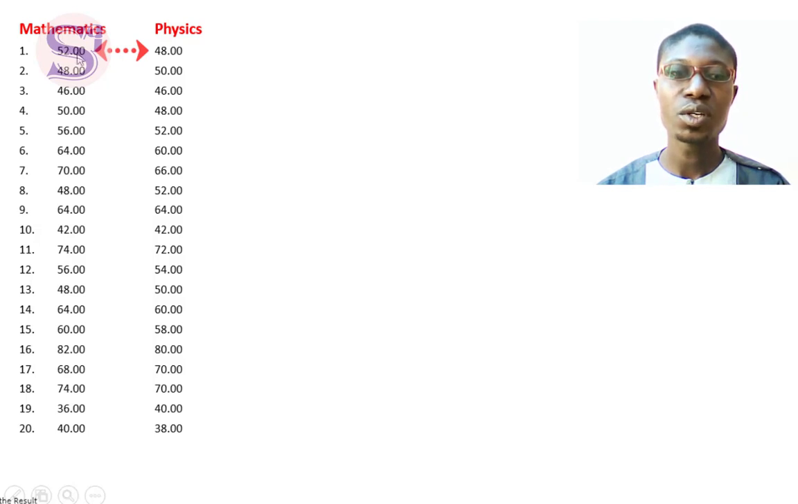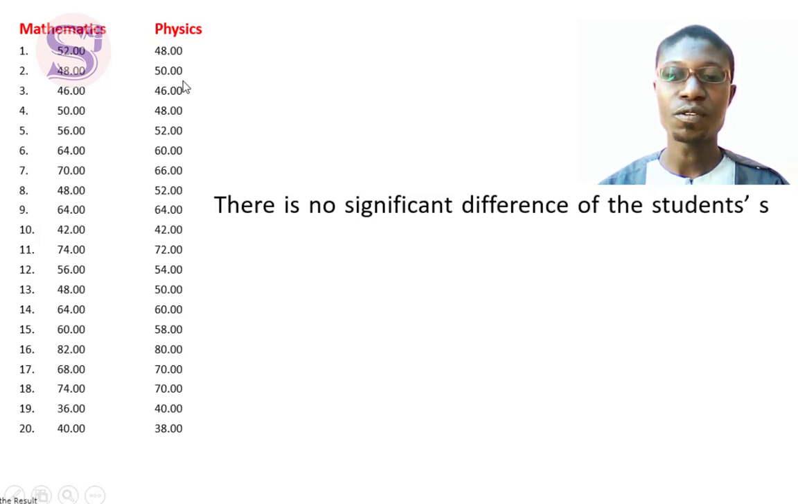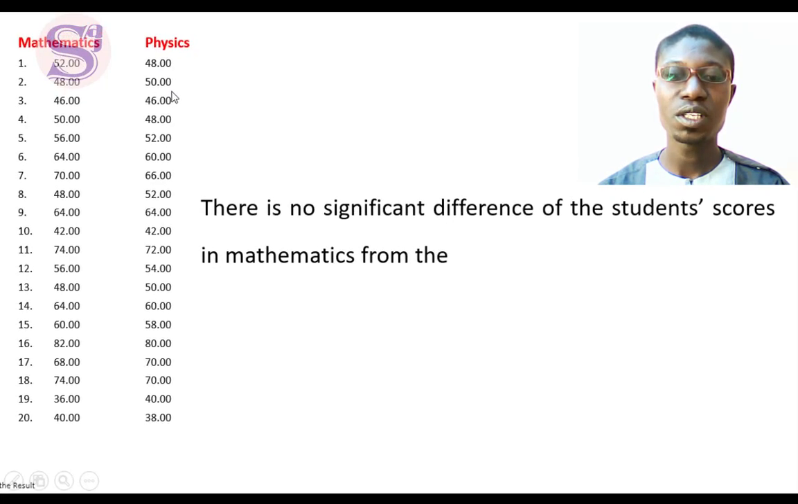Now the question is, will a student who scored this score here be able to also obtain a score like this in physics? A student who scored 48 in mathematics, will he be able to also score 50 in physics? So this is the claim of the transfer of knowledge theorists. In order for us to subject this to test, we can now state our null hypothesis by saying that there is no significant difference between the students' scores in mathematics and the students' scores in physics.